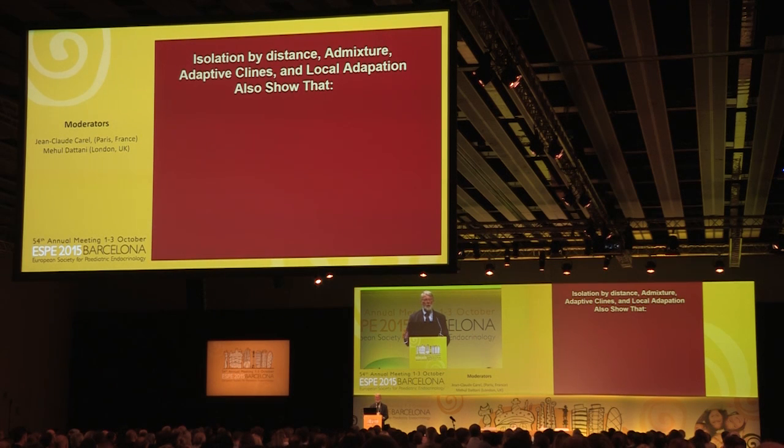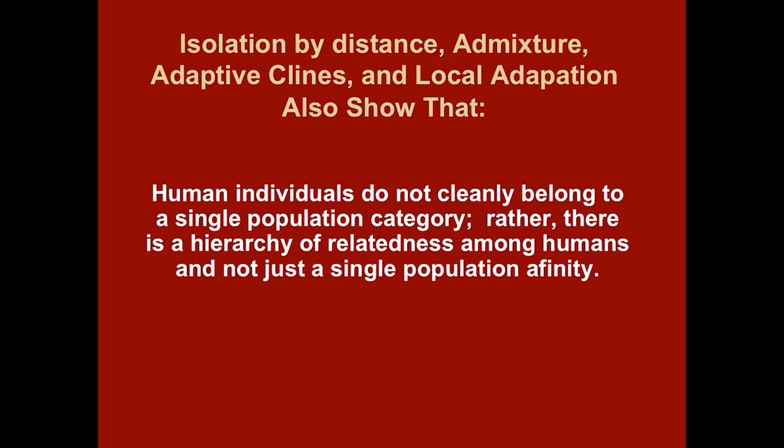Now, because of isolation by distance, admixture, adaptive clines, and local adaptation like we saw with sickle cell, we find that human individuals do not cleanly belong to a single population category. Again and again, people say, well, which population do you belong to? Given our evolutionary history, I think that's a meaningless question. Rather, we belong to a hierarchy of relatedness among all humans, and not just a single population affinity.